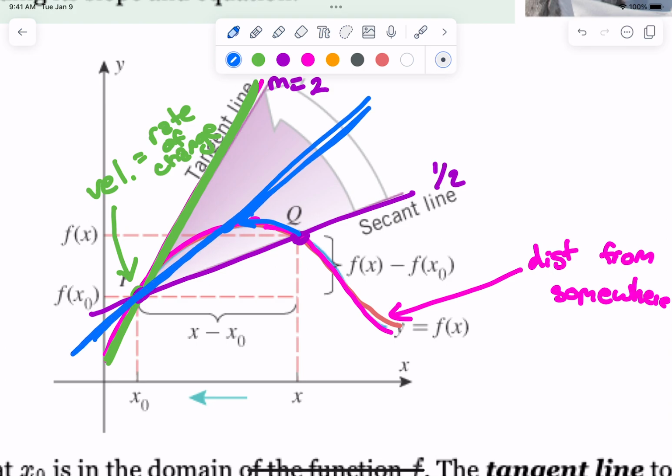Is that going to give me my exact slope that I'm looking for, or my exact speed? No, but it's going to be closer than what it was before. So this might be exactly 1, right?